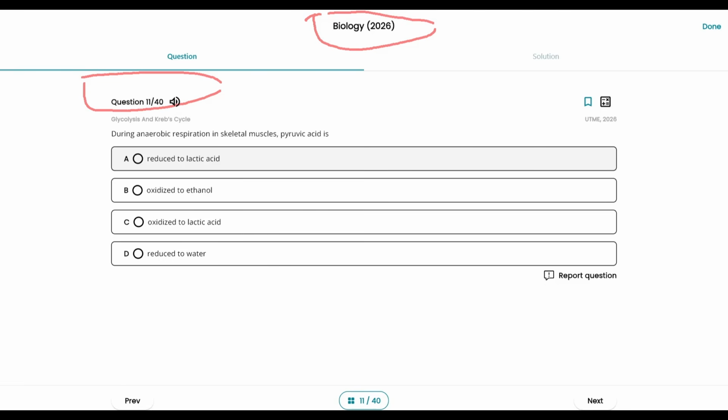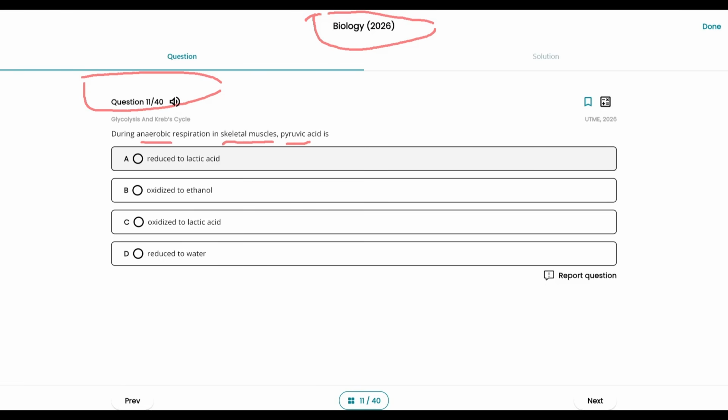During anaerobic respiration, take note that the key word here is anaerobic respiration. During anaerobic respiration in skeletal muscles, pyruvic acid is what? They're actually looking for what pyruvic acid is reduced to. Pyruvic acid is A, reduced to lactic acid. B, oxidized to ethanol. C, oxidized to lactic acid. D, reduced to water.